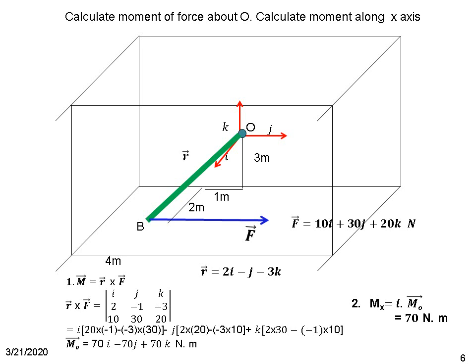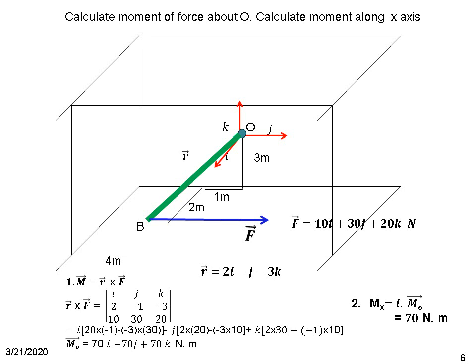So it is 2I, minus J, so it's minus 1, minus 3K, so you have minus 3. The last row is the force vector, which is 10, 30, and 20. If you expand this based on the information we discussed earlier, you will get I times minus 1 times 20 minus minus 3 times 30. You're just expanding the determinant using the method we discussed earlier. We get the moment of force about O as 70I minus 70J plus 70K Newton meter.